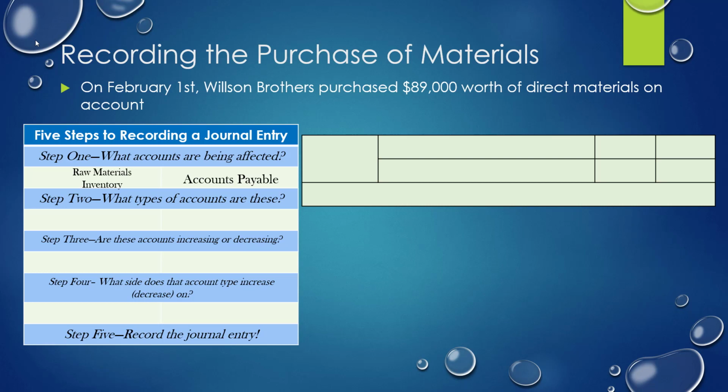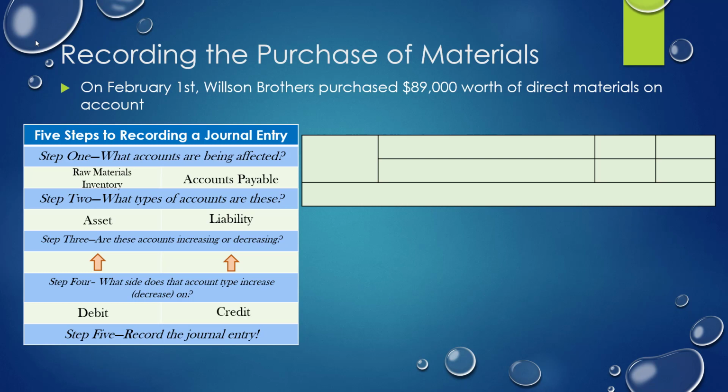Raw materials inventory is something we're going to use to eventually make revenue in the future, therefore it is an asset. Accounts payable, we owe something to somebody else, that's a liability. Are they increasing or decreasing? The amount of raw materials, direct materials that we're going to have sitting in our storage facility after we make this purchase is going up, so we need to increase that account. And the debt that we have to this particular vendor is also going to be increasing, so we need to increase that account as well. According to the rules of the double entry system, when an asset goes up, it goes up on the debit side, and when a liability goes up, it goes up on the credit side.